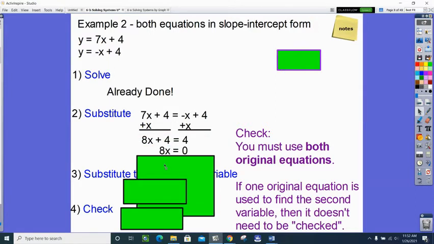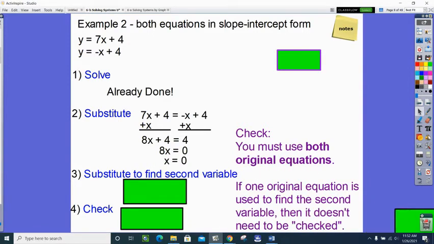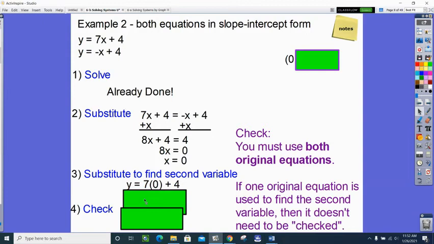I'm going to subtract 4, divide by 8, and 0 divided by 8. The x coordinate is 0. Now you're not done. You know that the x coordinate is 0, but we don't know the y coordinate. So you're going to put the 0 in, and you really can do it in either place. So I decided to put it in the top one for x. 7 times 0 is 0, plus 4, and the y coordinate is 4.